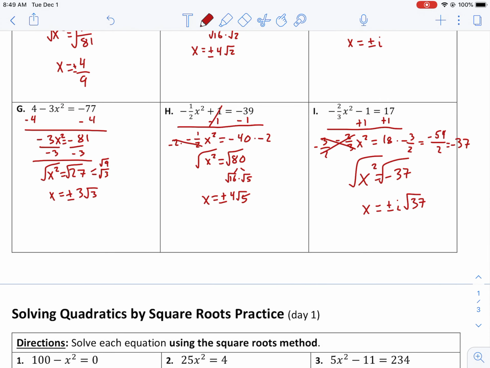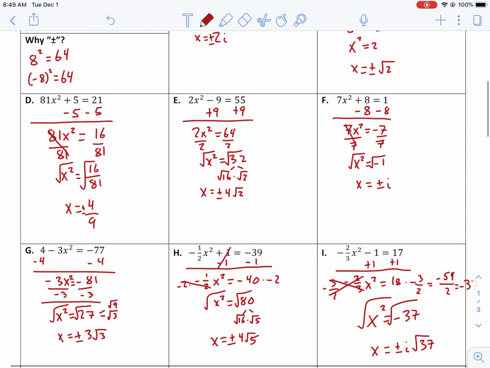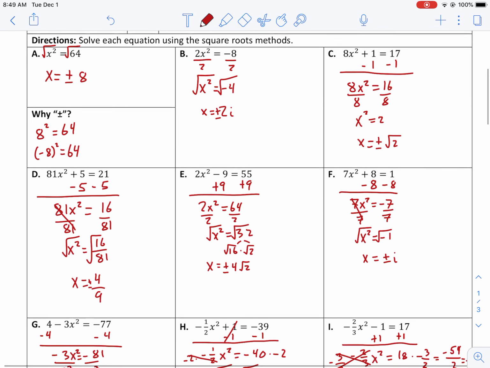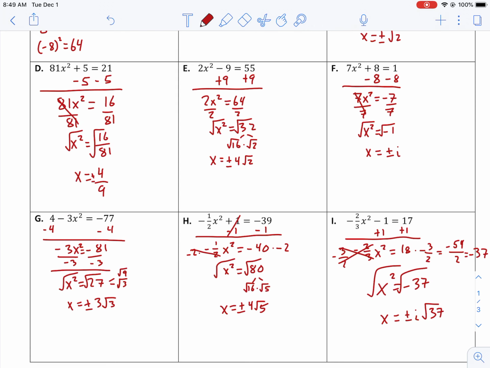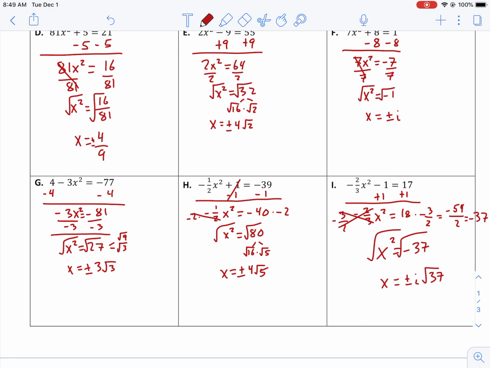So that's how you do this today. Hopefully this made sense. Hopefully you remembered how to simplify radicals from yesterday, because we definitely had to do that a lot here. Hope you remembered how to work with i, but basically you're just solving, getting the x squared by itself and then taking the square root of both sides.